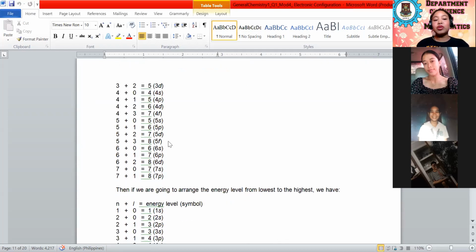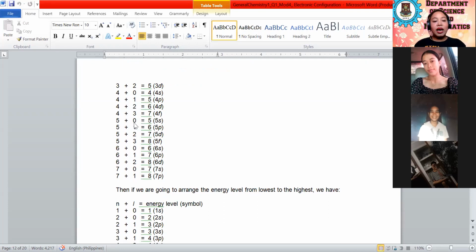For 4, we also have 4 values: 0, 1, 2, and 3. That is why 4 plus 0 is 4, 4 plus 1 is 5, 4 plus 2 is 6, 4 plus 3 is 7.